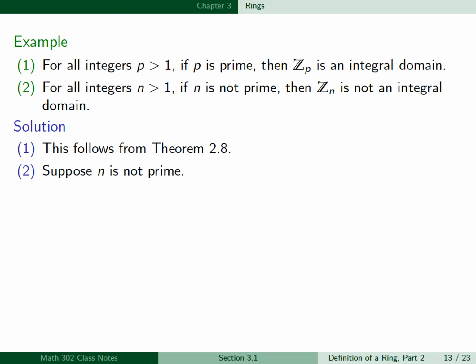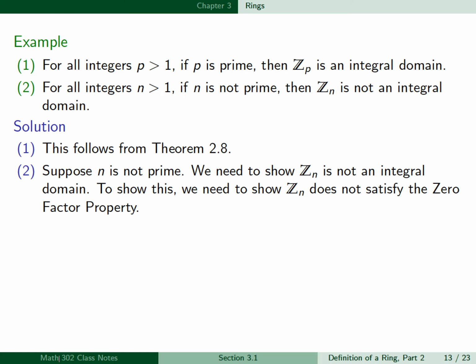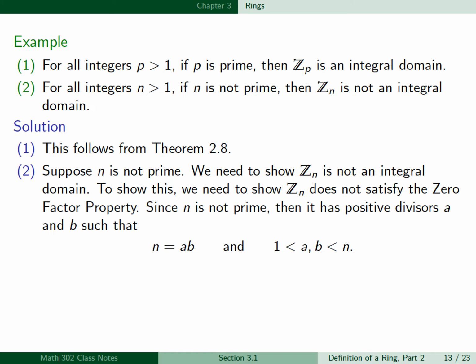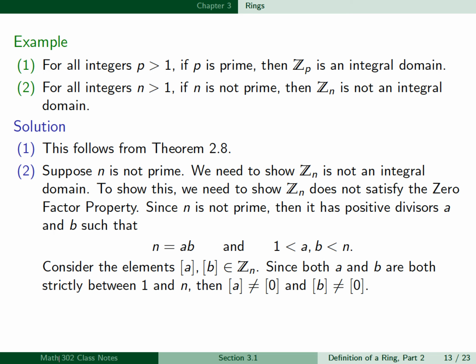To prove 2, we'll suppose that n is not prime, and we need to show that Z sub n is not an integral domain. To show this, we need to show that Z sub n does not satisfy the zero factor property. Since n is not prime, it has positive divisors a and b such that n is equal to a times b, and both a and b are strictly greater than 1 and less than n. And so if we consider the elements class of a, class of b in Z sub n, since both a and b are strictly between 1 and n, then the class of a is not equal to 0, and the class of b is also not equal to 0. So these are two non-zero elements in Z sub n.